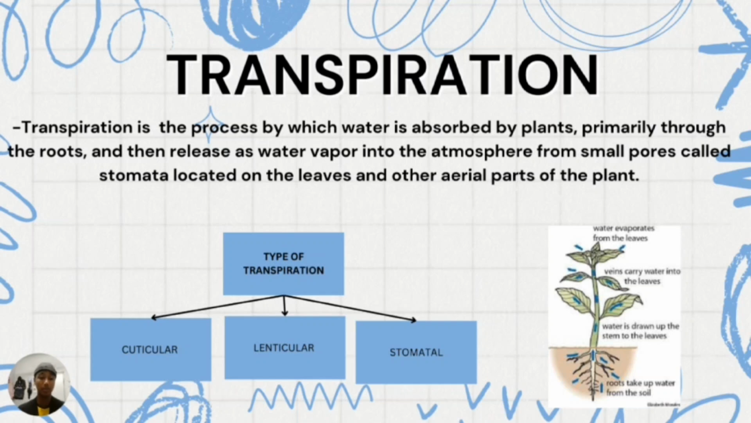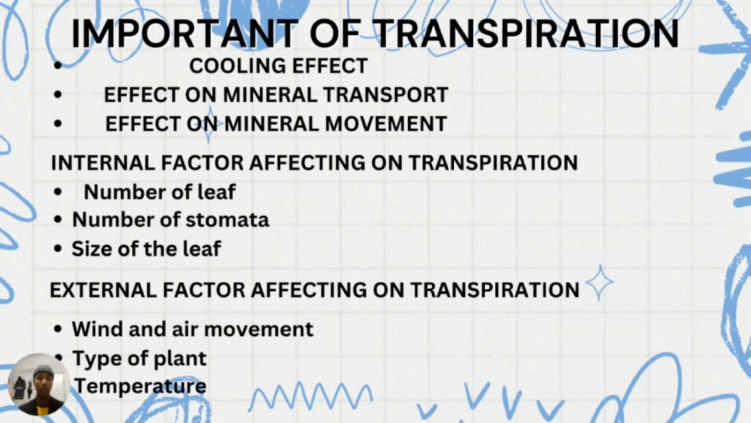There are three types of transpiration. The first one is cuticular, lenticular, and lastly the stomatal. The importance of transpiration is that it gives a cooling effect. Next, the effect on mineral transport, and lastly, the effect on mineral movement.